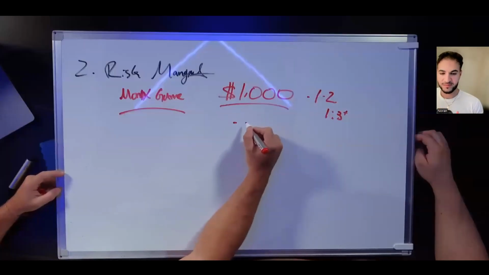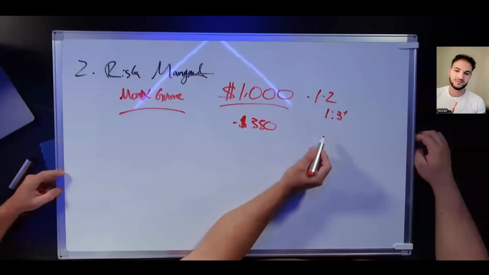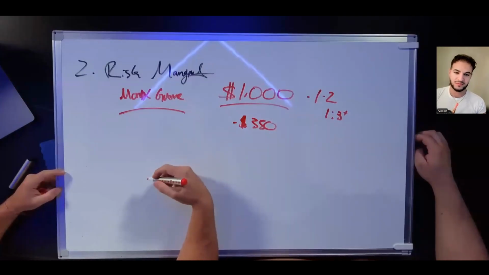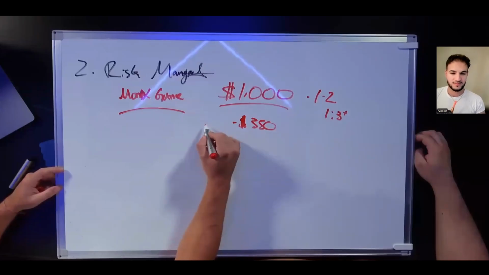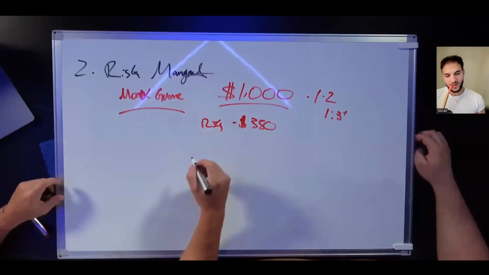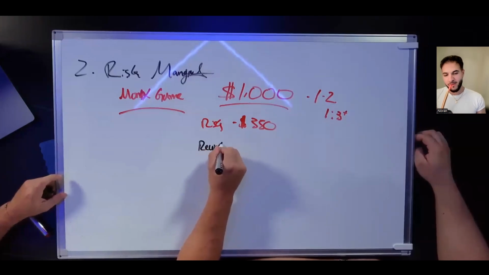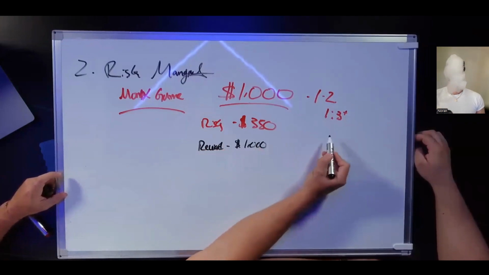So you decided that you wanted to risk $350. Now, if you catch a 1 to 3 risk to reward on that, it's basically $1,000, right? So this is what you're going to risk, and then this is your potential reward. After fees and after everything, you're gonna have about $1,000.